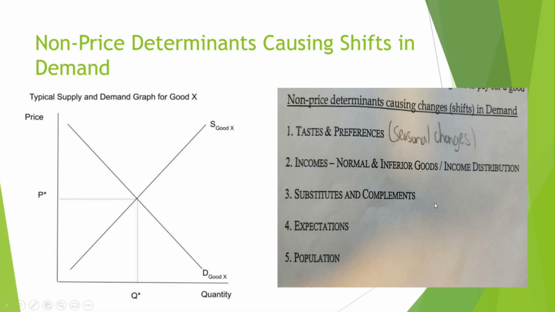And then the next non-price determinant are substitutes and complements. What that means is, let's use butter as an example. A substitute for butter would be, let's say, margarine. So if the price of margarine suddenly went down a lot, then people would be likely to switch to margarine because it's a substitute for butter, which means the demand would shift to the left and demand would decrease for butter. On the flip side, if the price of margarine went up, then the demand for butter would likely go up as well because obviously they're substitutes.